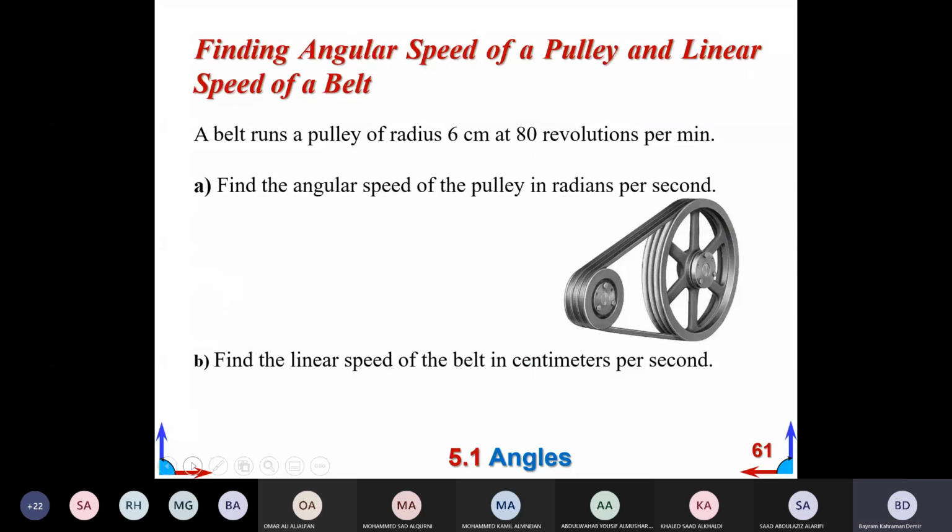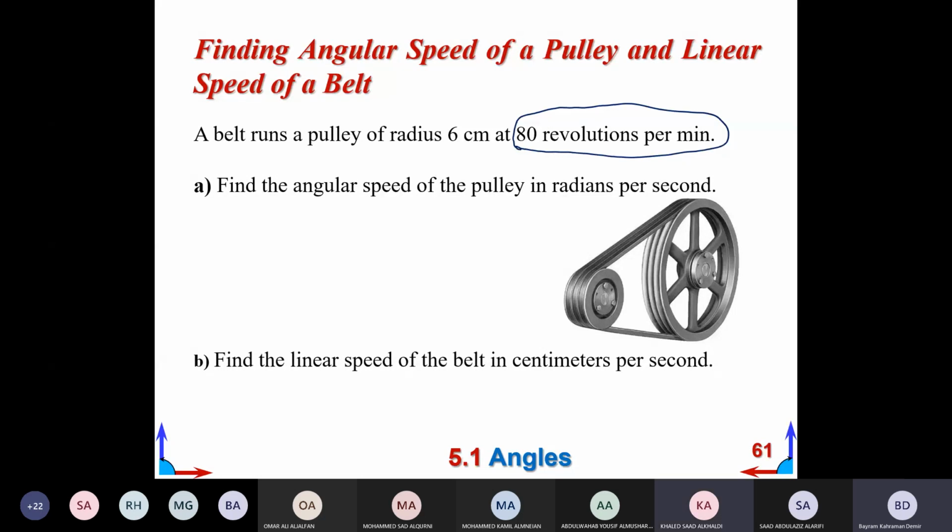Now we have a pulley and belt question, Shabab, a famous question. A belt is running on a pulley, and the radius of the pulley is 6 centimeters. Suppose it is rotating at 80 revolutions per minute. This is something you should understand. What does it mean, 80 revolutions per minute?